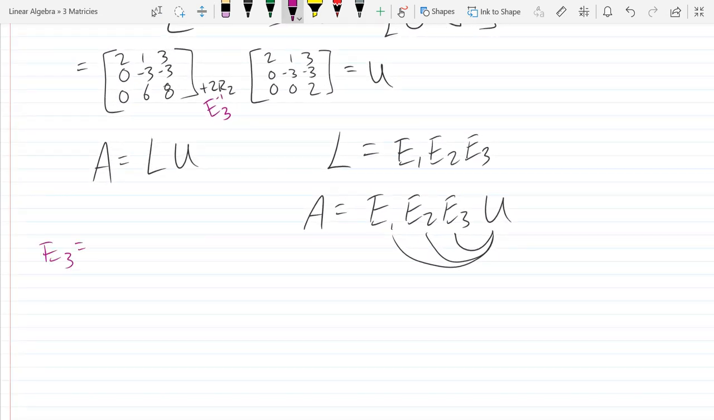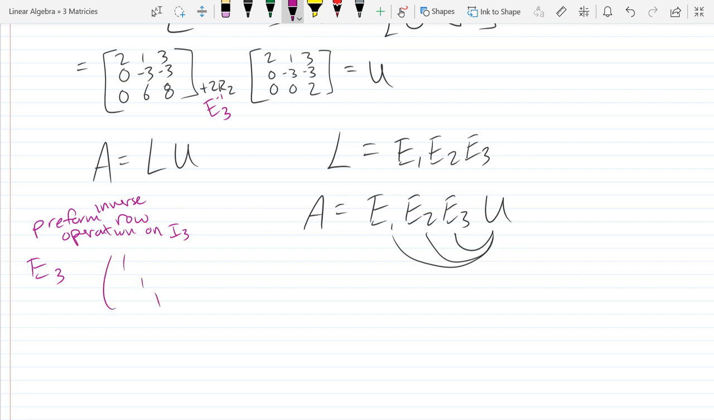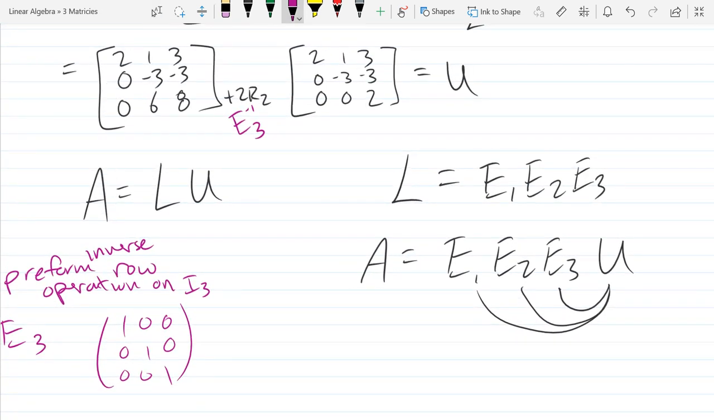E3, the way we're going to get that, I'm going to perform the row operation on the identity. In this case, it'll be I3, and we're going to perform the inverse row operation. So for E3, take the 1, 1, 1 identity matrix. What's the opposite row operation of adding 2 row 2 to row 3? Subtracting 2 row 2 from row 3.